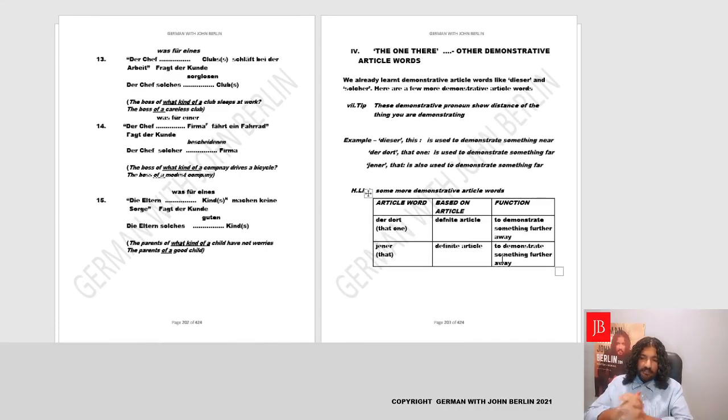Fantastic. So we have done the next pair of articles today. That was our was für ein and solche. In the next one, next part of the lesson, we'll be doing a very interesting one. That is the one there, where you are, let's say in a shop, you want to show something and you want to say, I want that one there. Yes. So how to say that? We'll find out in the next lesson.